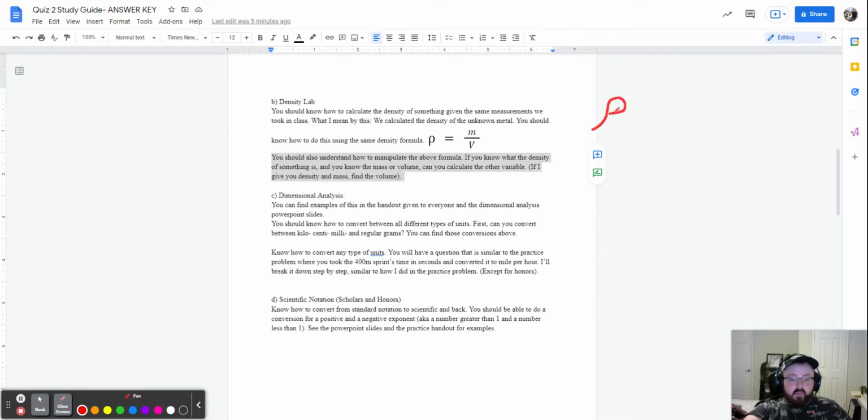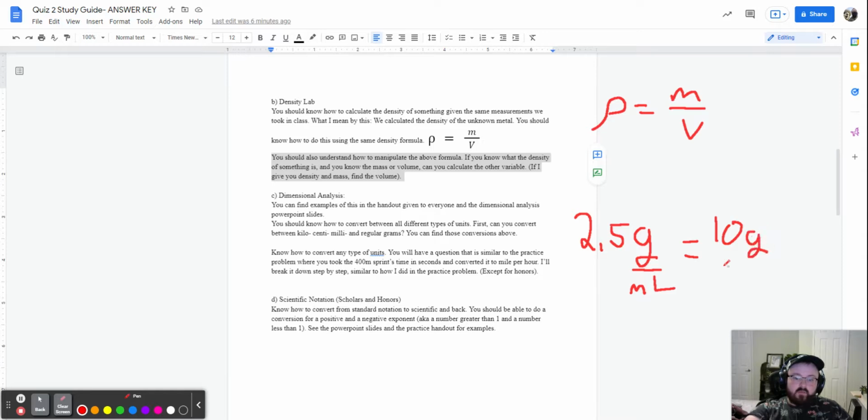So if our formula is density equals mass over volume, let's say our density was 2.5 grams per milliliter, and I gave you the mass of something, let's say 10 grams. With this information, you can algebraically solve for the volume. This volume right here is a variable, so we have to isolate this volume.